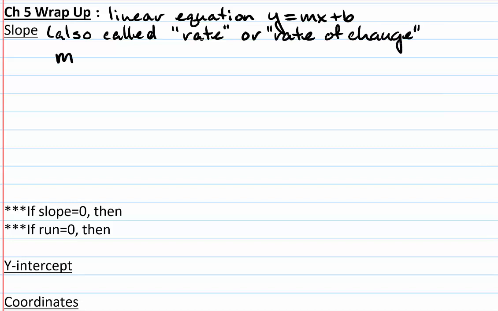We used the letter m for slope, and the formula was y2 minus y1 divided by x2 minus x1. Another way you can think about that geometrically or graphically is rise over run, and let me show you why it makes sense to think about that.